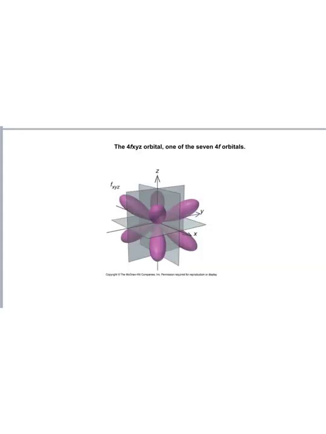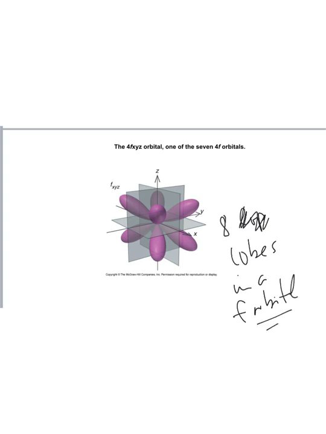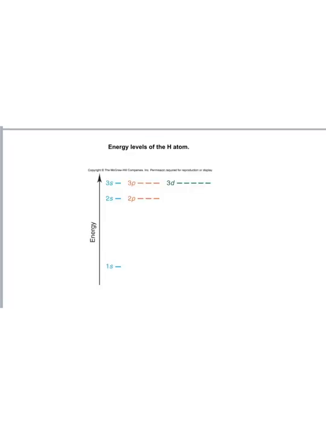F orbitals have these basically 8 lobes. Whoops, my bad. 8 lobes in an f orbital. Remember that the d orbital had 4 lobes. It's like a 4-leaf clover. This is like a whatever.